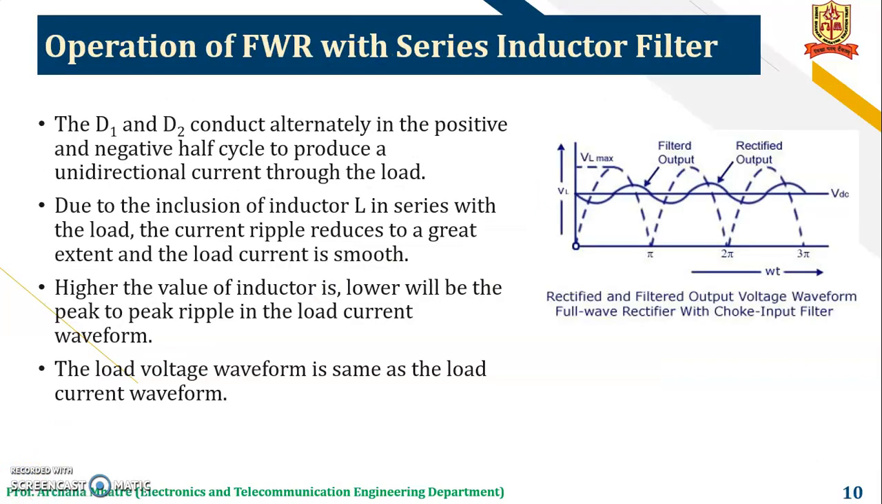Now, operation of full wave rectifier with series inductor filter. The diodes D1 and D2 conduct alternately in the positive and negative half cycle to produce the unidirectional current through the load. Due to the inclusion of inductor L in series with the load, the current ripple reduces to a great extent, and the load current is smooth. Higher the value of inductor is, lower will be the peak-to-peak ripple in the load current waveform. The load voltage waveform is same as the load current waveform.